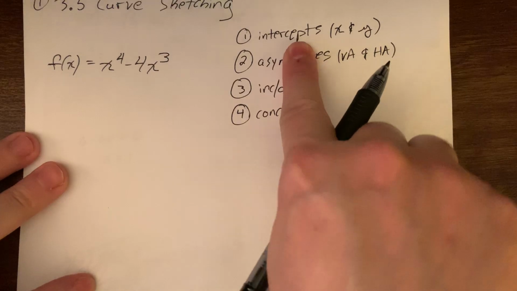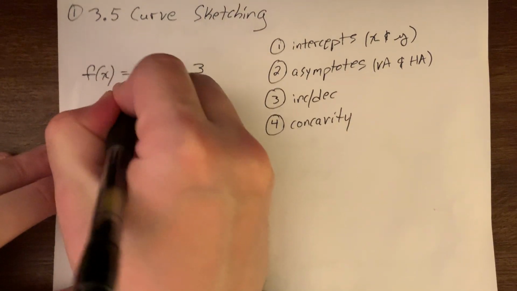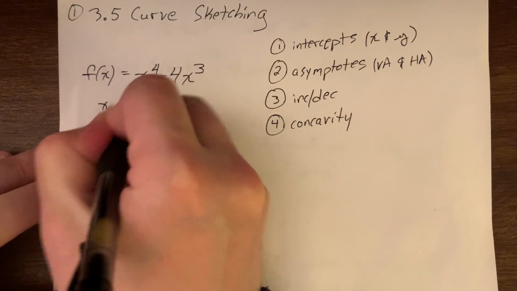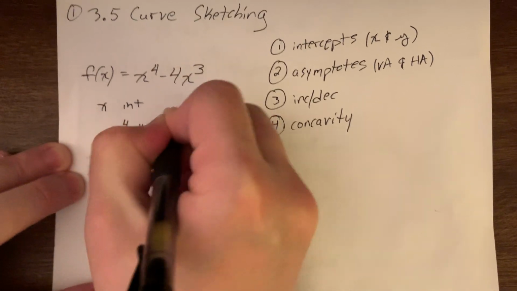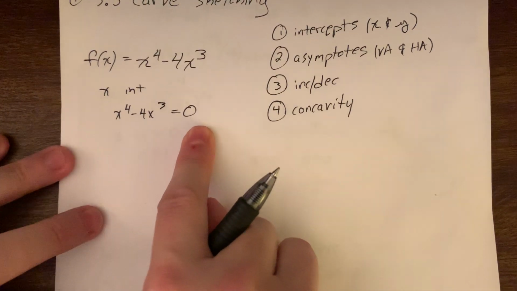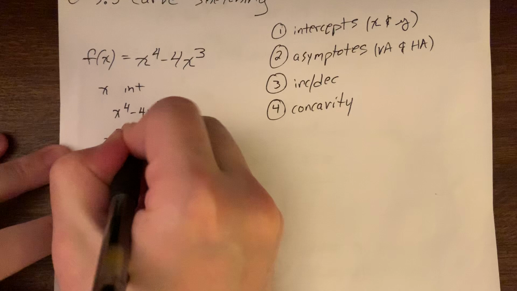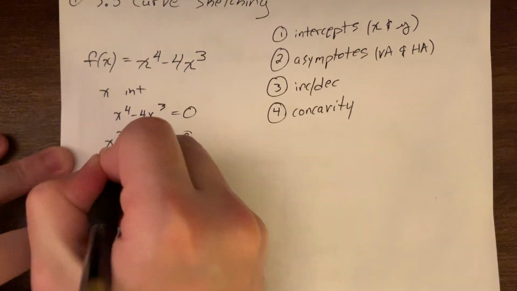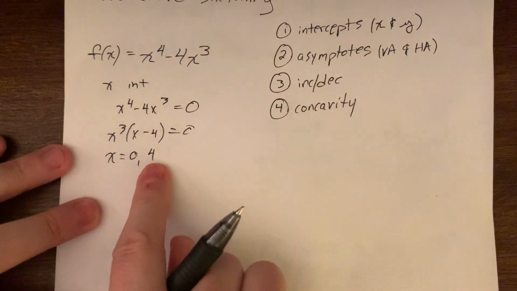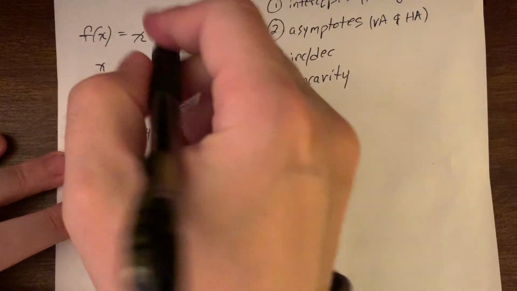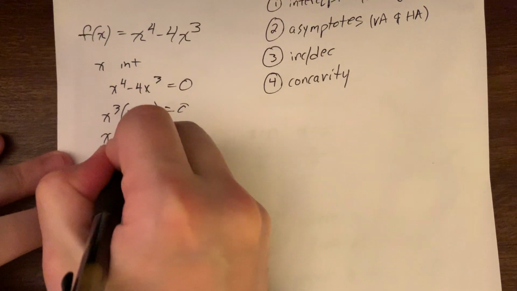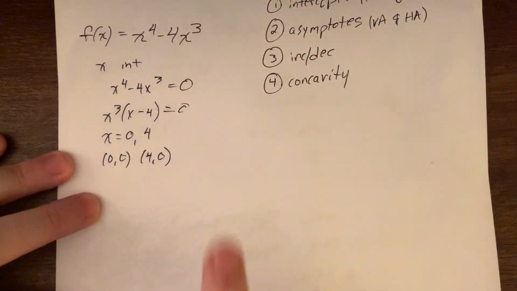First thing, get my intercepts. Well, if I want my x-intercepts, I plug in 0 for y, solve for x. So solving this equation, I'd factor out an x cubed. And I get 2 answers. And then formally my x-intercepts would be (0, 0) and (4, 0).